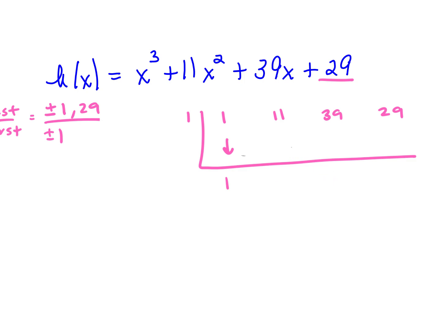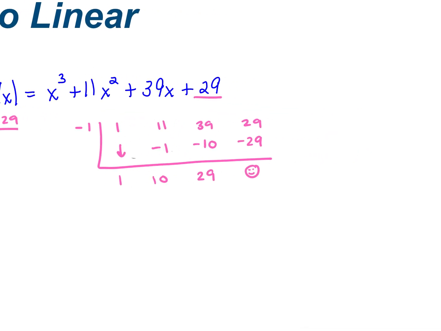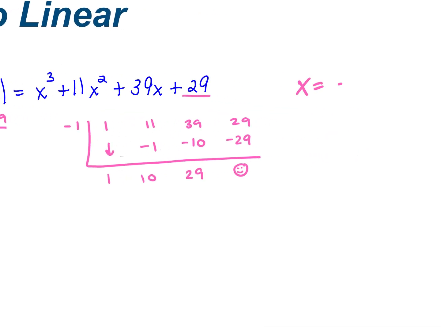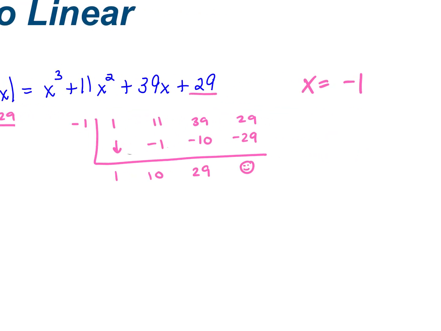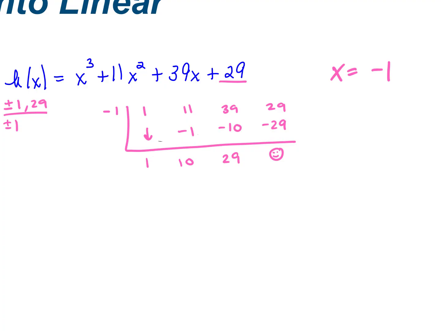Let's try negative 1. So multiply, we get negative 1. Add, this would be 10. Multiply, negative 10. Add, 29. Multiply, negative 29. Add. Does it work? So what's one of our answers going to be? Negative 1. How do I find the other answers?